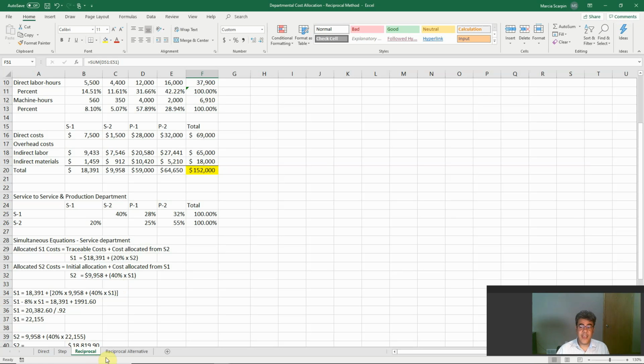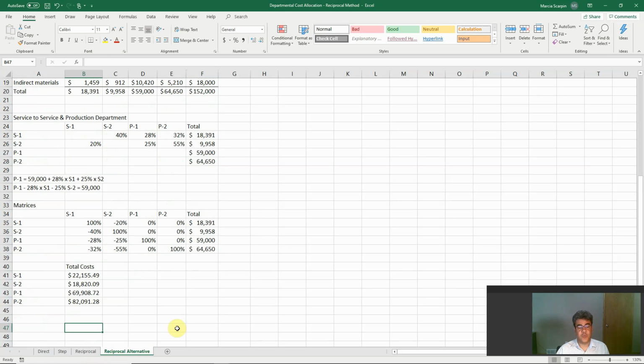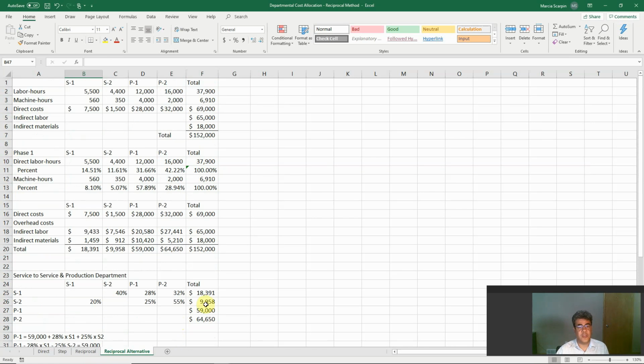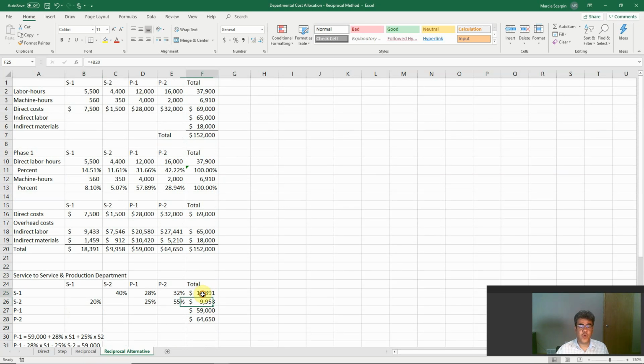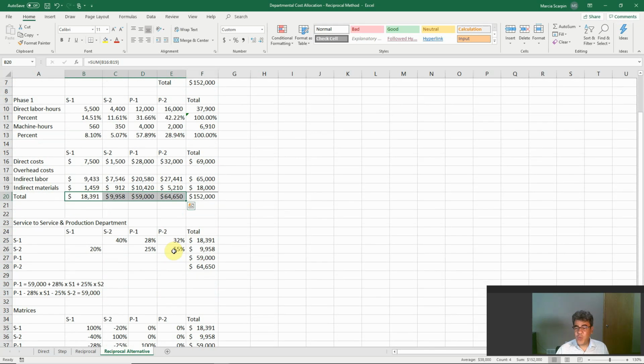However, there is an alternative method, the reciprocal alternative method here. We have the same numbers here, the same allocations here. And what do we have? We have a new column here with the total. And the total is this total here. And now we will also have simultaneous equation, but in a different way.